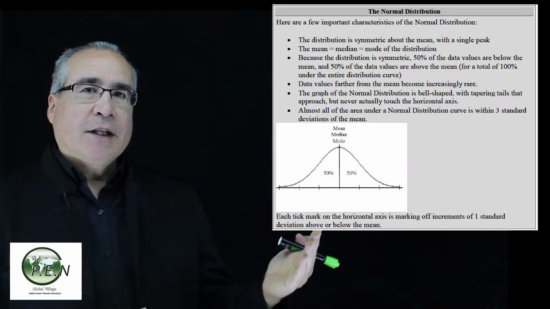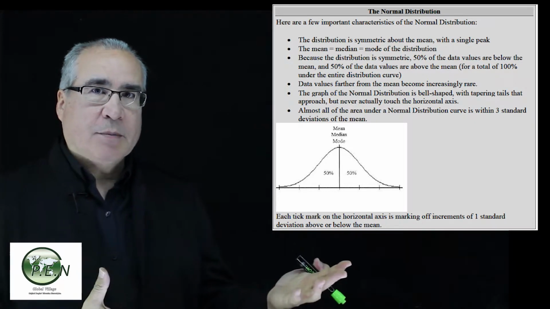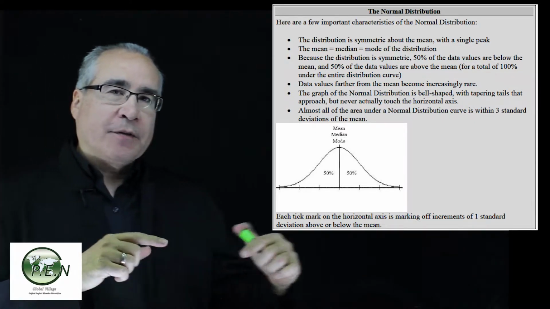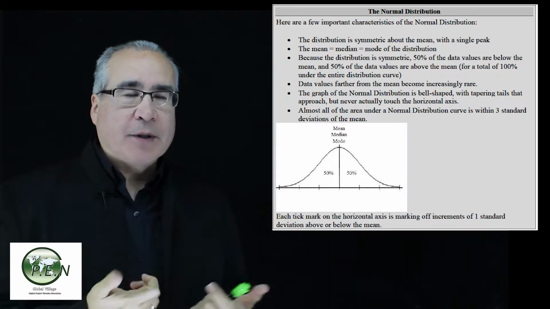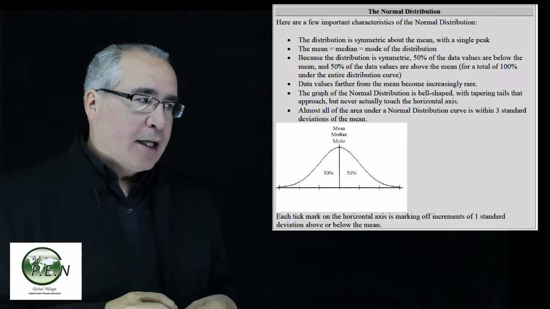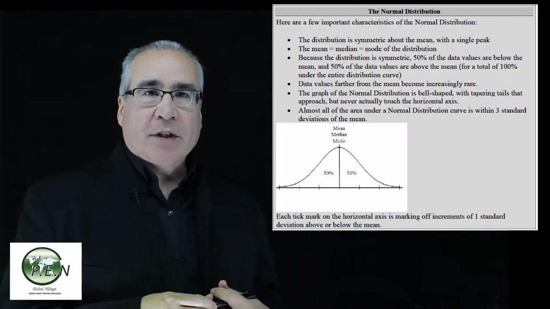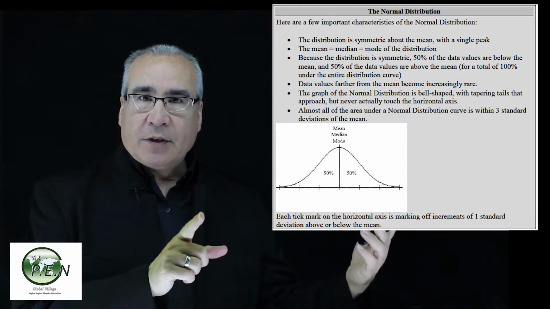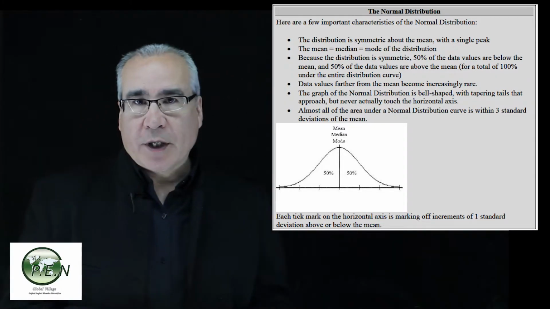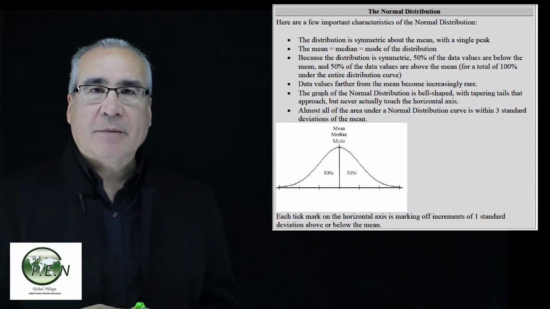And since they're symmetric, 50% will be below the mean, 50% will be above the mean, 50% of the data as far as the frequency. The data values that are further away from the mean are less and less the further we get away. It is a bell-shaped curve, and it tapers off towards both the left and the right sides. Most of the area, most of the percentage of the curve exists between 3 standard deviations below to 3 standard deviations above. The bell curve itself represents 100% of the data, and then we're going to see how different parts of the bell-shaped curve are different percentages.